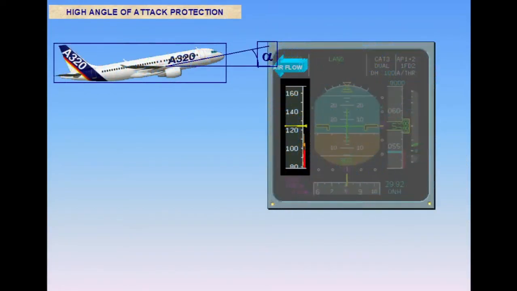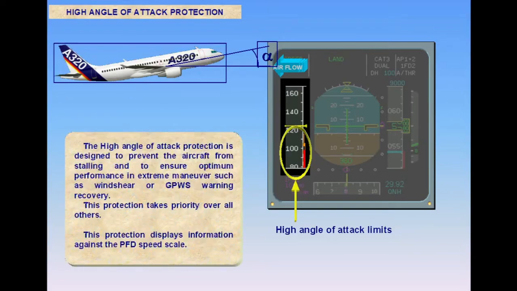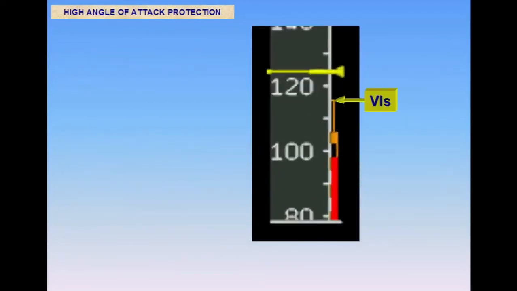The high angle of attack protection is designed to prevent the aircraft from stalling and to ensure optimum performance in extreme maneuvers such as wind shear or GPWS warning recovery. This protection takes priority over all others. This protection displays information against the PFD speed scale. As speed decreases, it reaches VLS, the lowest achievable speed with autothrust engaged.